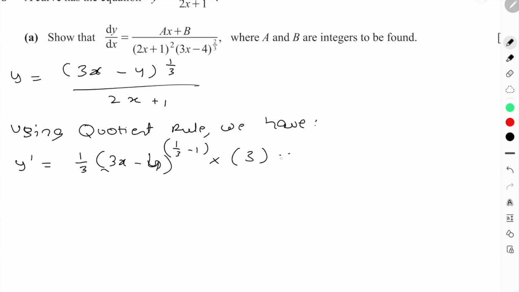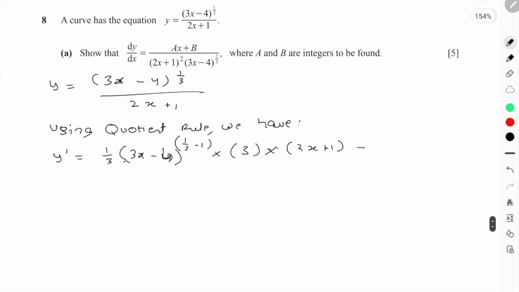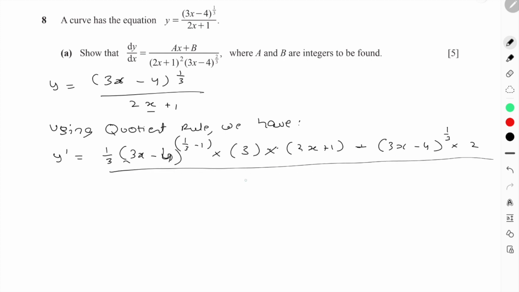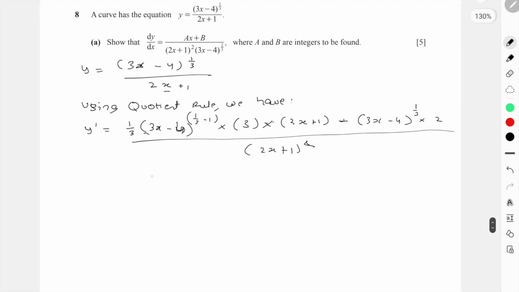And then we multiply it by the bottom number, and then we do subtraction. The differentiation of this is just 2, divided by the square of the bottom. So the 3 and 3 get cancelled. We have 3x minus 4 to the power of minus 2 by 3 into 2x plus 1, minus 2 into 3x minus 4 to the power of 1 by 3.